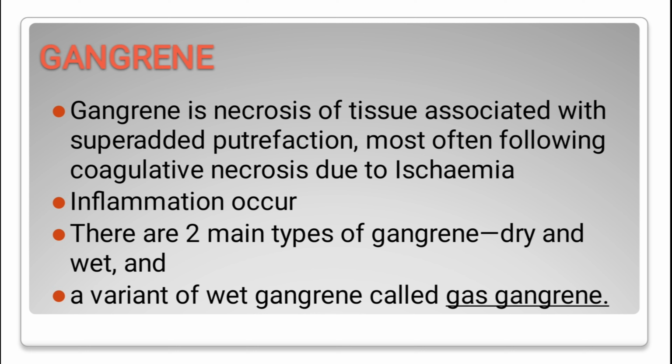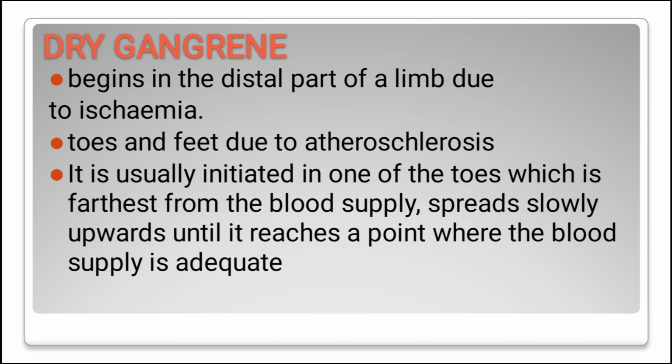There are two main types of gangrene, dry gangrene and wet gangrene, and a variant of wet gangrene is gas gangrene. In all types of gangrene, necrosis undergoes liquefaction by the action of putrefactive bacteria. Next, let's see about dry gangrene.